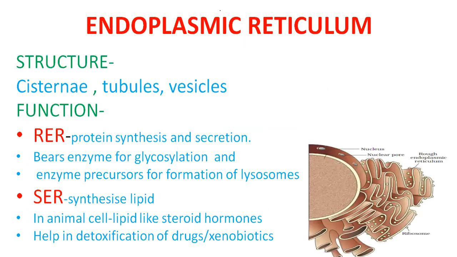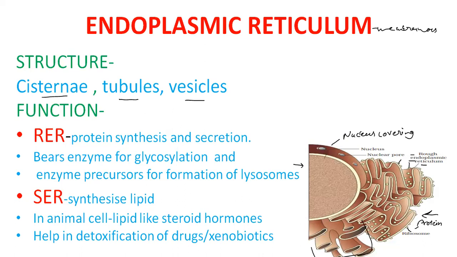So the endoplasmic reticulum is a membranous structure. It consists of cisternae, tubules, and vesicles, and the endoplasmic reticulum is attached to the nucleus and forms the nuclear covering. In this portion you can see this fold, this structure is the endoplasmic reticulum, and it has ribosomes attached to it. These ribosomes produce protein, and because of the ribosomes it looks rough, so it is called rough endoplasmic reticulum. Here in this portion you can see there is no ribosome attached to it, so it is called smooth endoplasmic reticulum, and it forms lipid.